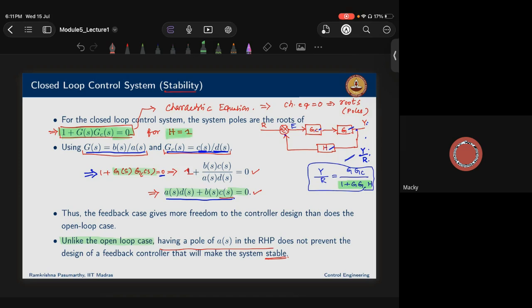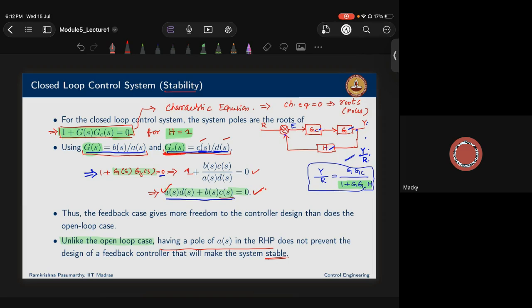Suppose G of S is this expression, and GC is this. The denominator is this: A of S, D of S plus B of S, C of S. Here, by properly choosing the expressions for C of S and D of S, you can change the poles, you can modify the roots of this equation. Choosing C of S and D of S is nothing but deciding the expression for the controller transfer function.